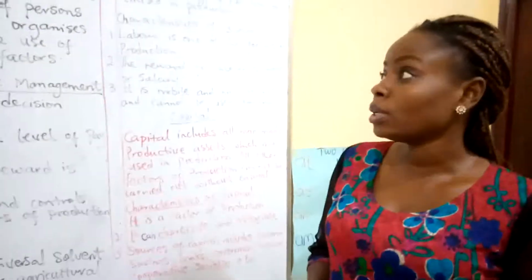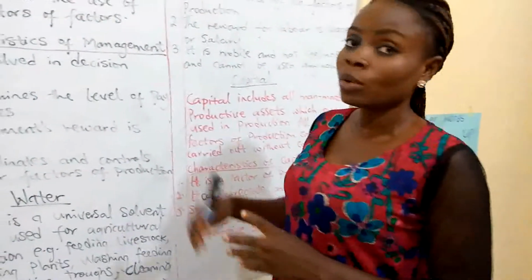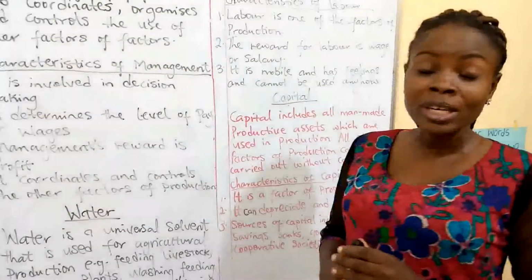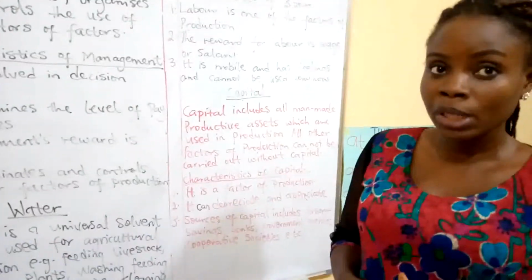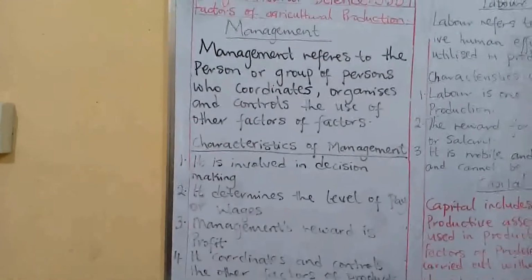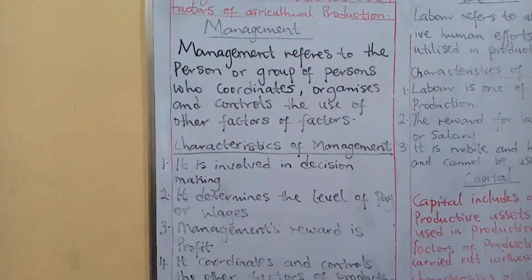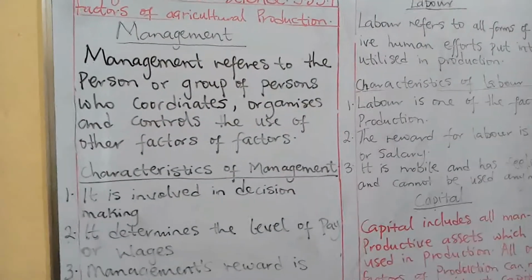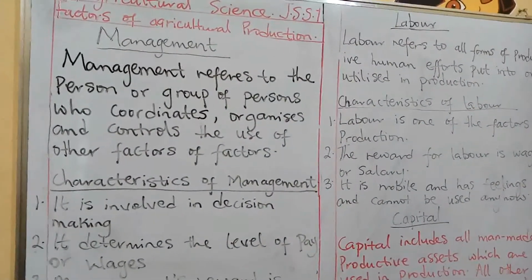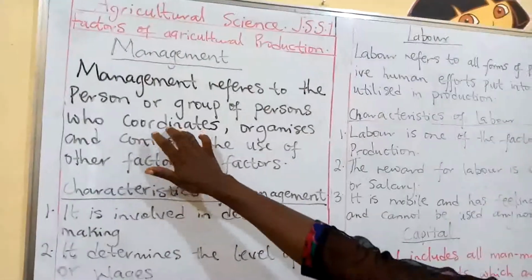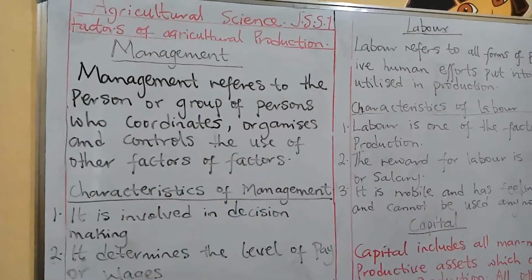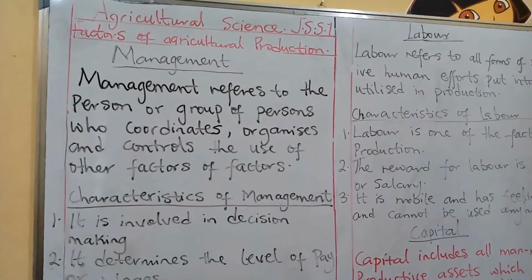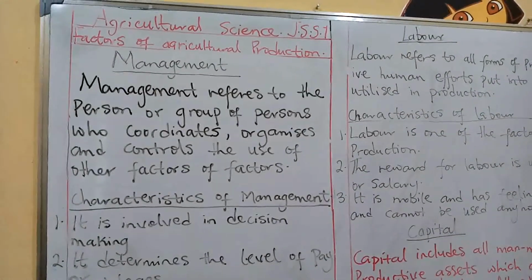Okay, we're still talking about the factors of production, and here we're moving to management, or what I would like to call a good management system. Not just any kind of management, a good management system. Management refers to the person or group of persons who coordinates, organizes, and controls the use of other factors of production.